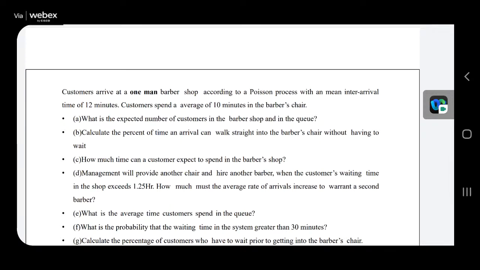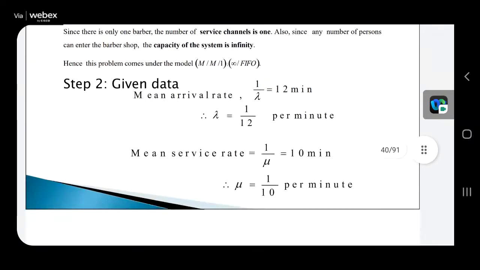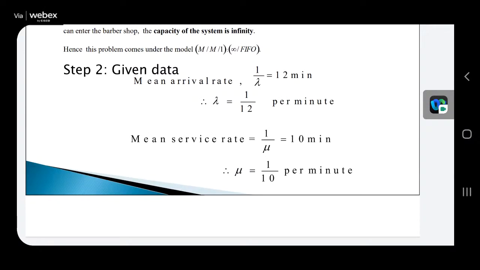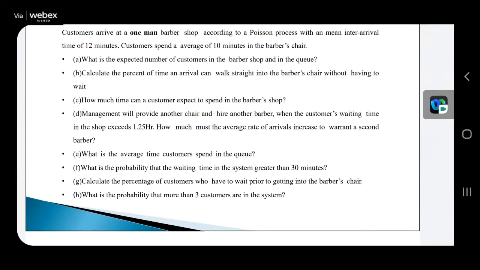So if the inter-service time is given, it is exponentially distributed with mean 1 by mu. So the value of 10 goes to 1 by mu. It's very important, you have to take 1 by mu. Sometimes they give directly lambda and mu. So it's a key and important point for you to notice. So you will be finding the value of mu. Okay, that is basic.